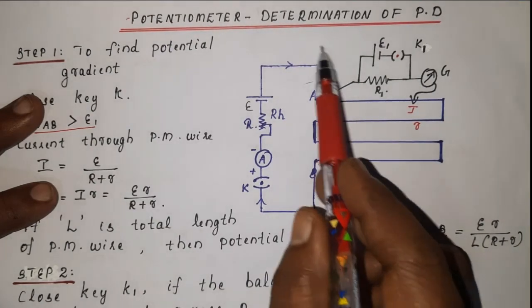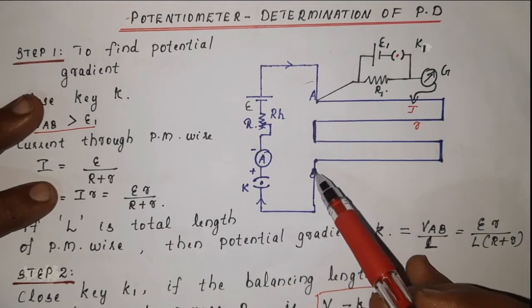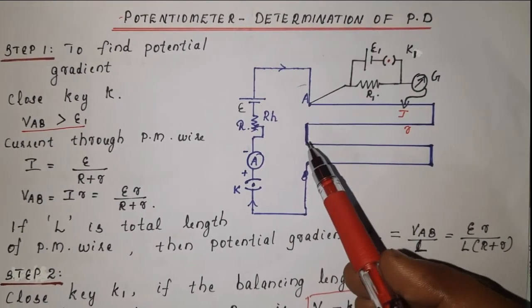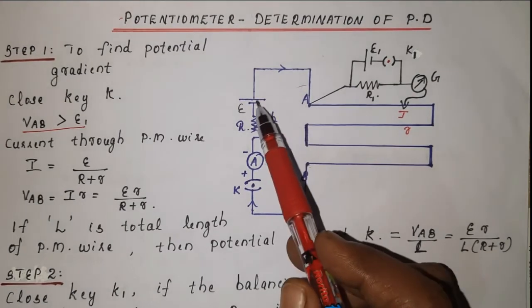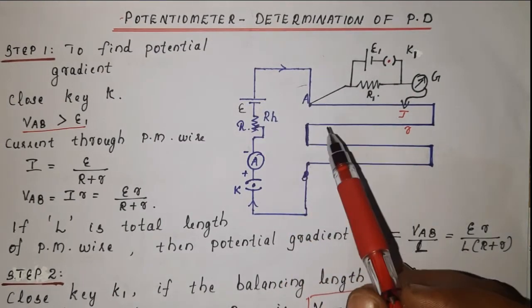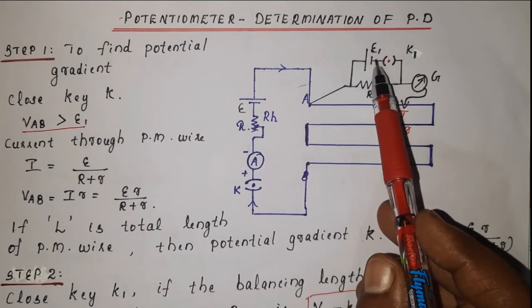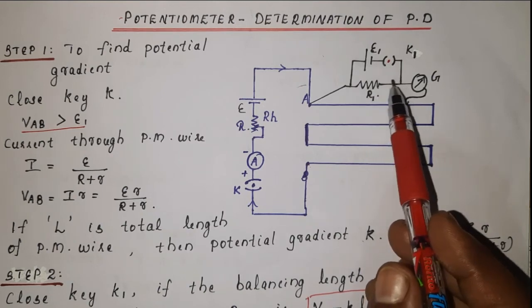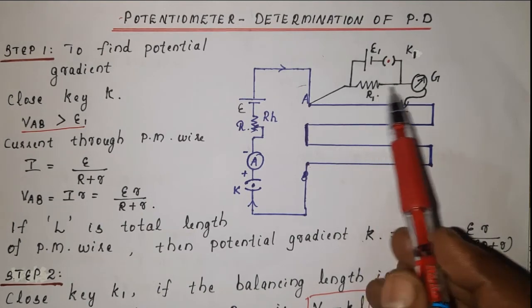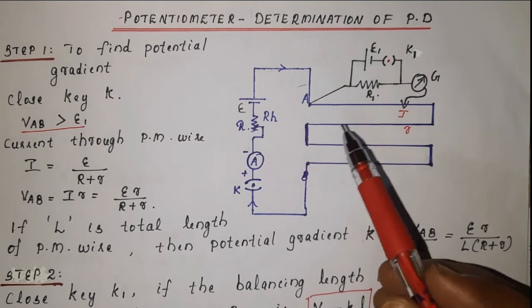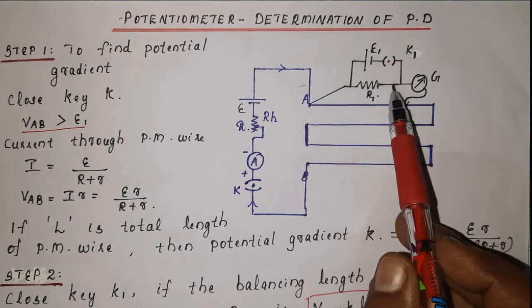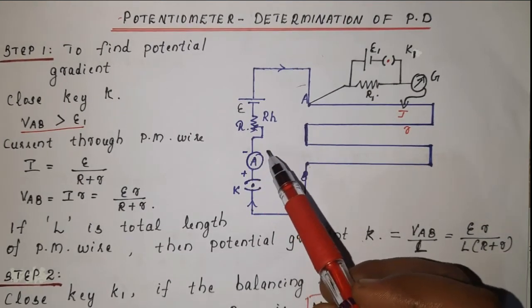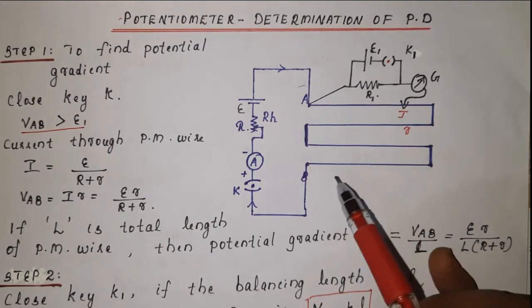In this diagram, this part, that means the connection between the points A and B, is known as the primary circuit or driver circuit, and the cell is called the driver cell. And you have another cell epsilon 1 which is connected across R1 to provide a potential difference across R1. It is that potential difference across R1 which we need to measure. Okay, so first current will be flowing through the potentiometer wire.